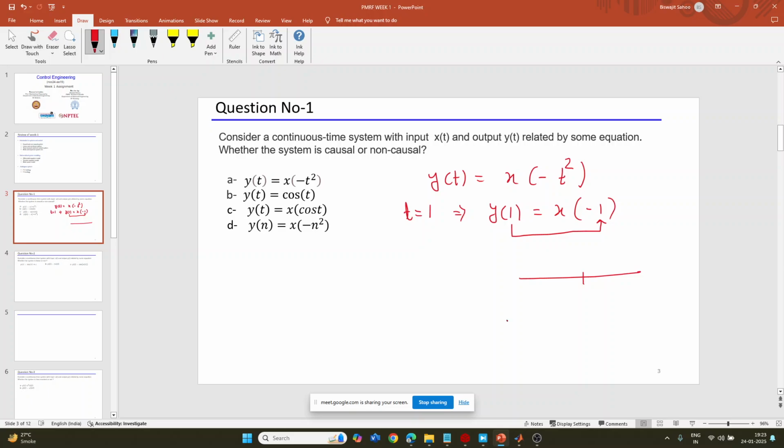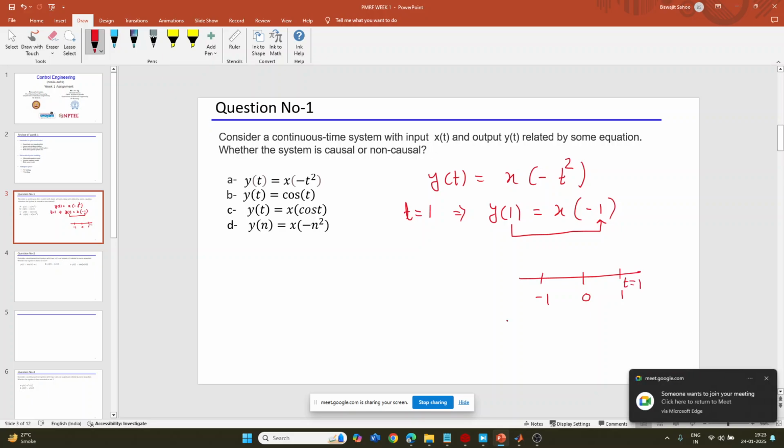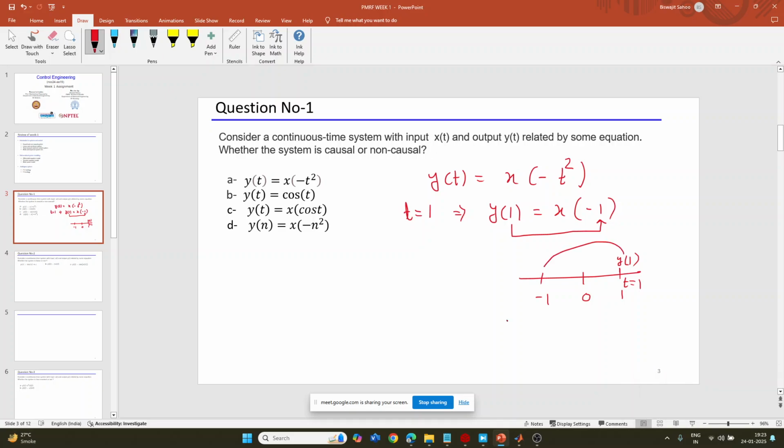Let me give an example on the timeline. This is 0, this is 1, this is minus 1. At t equal to 1, the output y of 1 depends upon a past input, which is x of minus 1. Now you can tell that the system is causal, because at this instant of time it depends upon the past input. Yes or no, is the system causal?